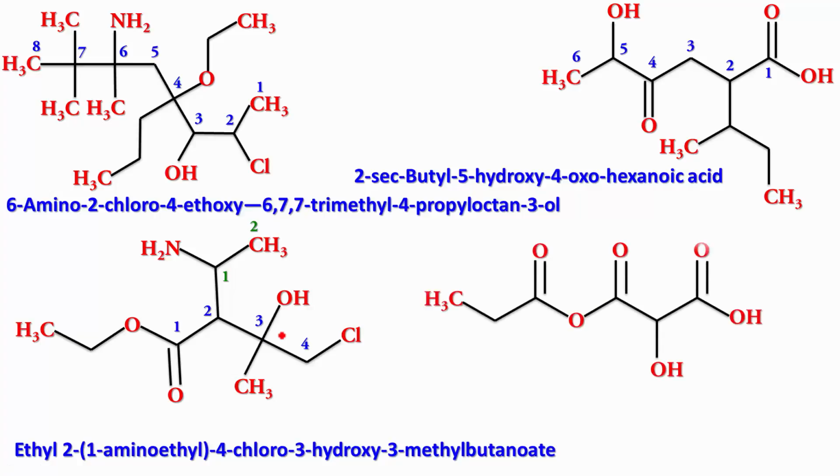Ethyl 2, 1 amino ethyl, 4 chloro, 3 hydroxy, 3 methyl, butanoate. Try this one. You can clearly see the carboxylic acid and the anhydride part. Numbering 1, 2, 3. So what do we call this as? Alkanoyl oxy, sitting at 3. And this is 1, 2, 3. It's propanoyl oxy, and the hydroxy should come first. So it's 2 hydroxy, 3 propanoyl oxy, 3 oxo propanoic acid.